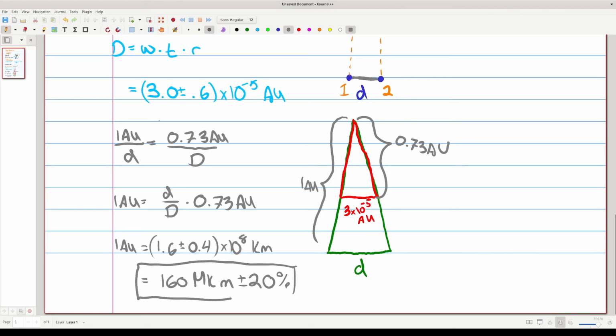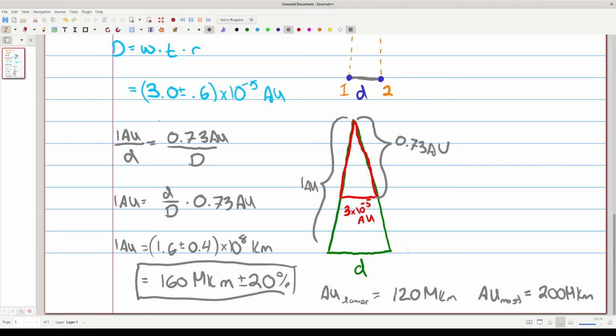So just to be clear, 20%, that's saying that our lower bound on what an AU is in our measurement is that 1 AU could be at minimum 120 million kilometers, and it could be at most 200 million kilometers.